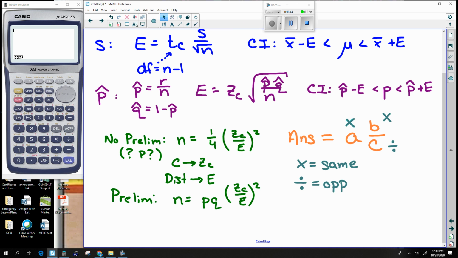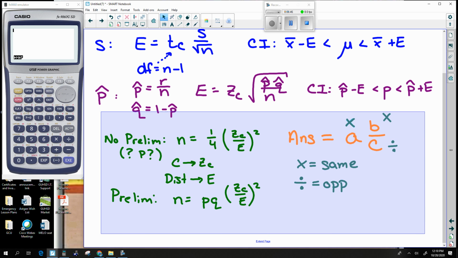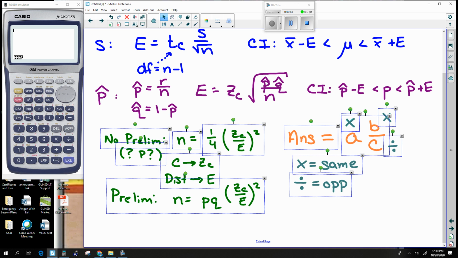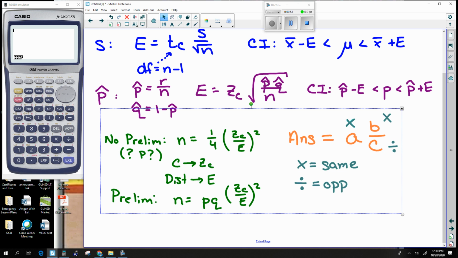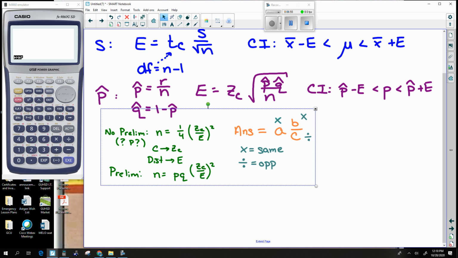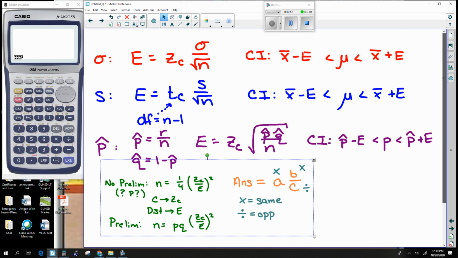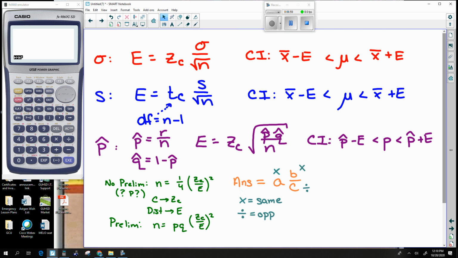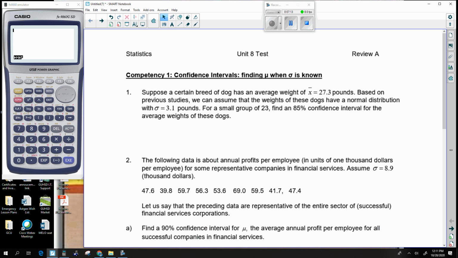All right, so there are these concepts that you also have to understand in this chapter. So here are the things and the formulas that you need to know. Okay, let's go ahead and get to work.